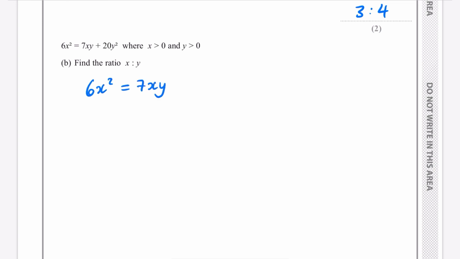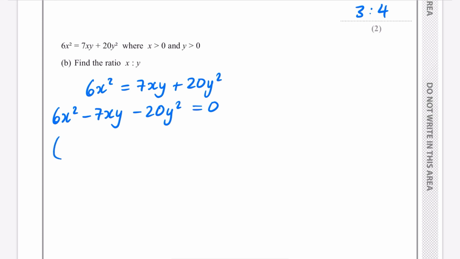There are a couple of ways of approaching this, but the way I approach it is I think, okay, this is making me think of a quadratic. So I'm going to put everything onto one side. I'm going to have my 6x squared minus 7xy and minus 20y squared. And this is where you have to hope, through some trial and error, that you might be able to factorize this expression.